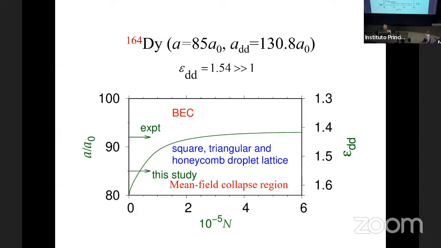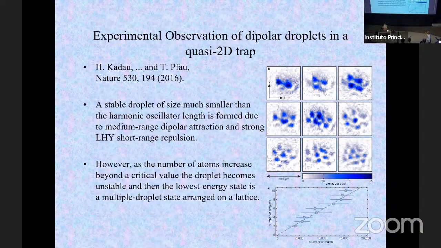So later on, this experiment was repeated. This is the result of that experiment. The experiment showed this kind of droplets. At that time, they showed generation of something like 10 droplets. But in this paper, they did not care about supersolidity. They were more surprised because it drew a lot of attention that the system did not collapse, but formed droplets. And these droplets typically had some 10,000 atoms, something like that.